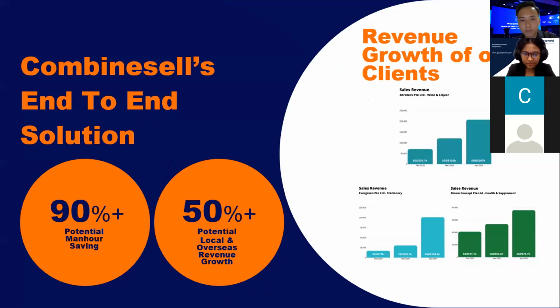About Combined Cells end-to-end solution, with our software as well as the solution itself, we achieve a potential man-hour saving of at least 90%. And aside from that, a revenue growth of at least 50% with our marketing strategies. On the right, you can see some statistic data of the clients that recently came on board with us. As you can see, all of them are on an uptrend in terms of their revenue growth.